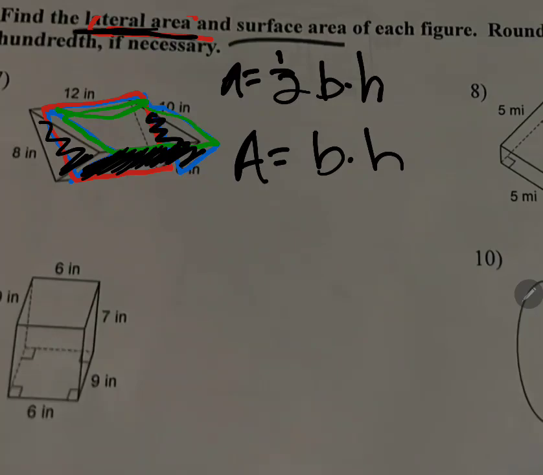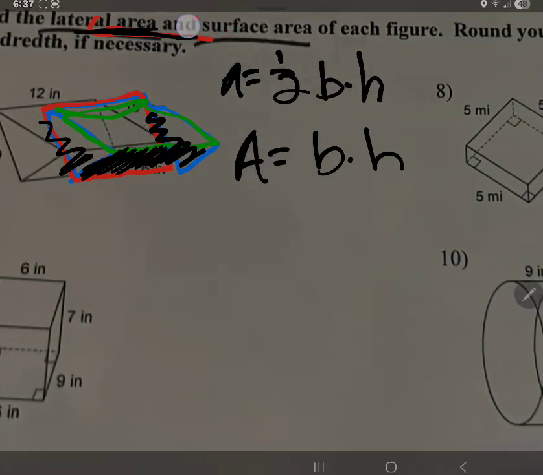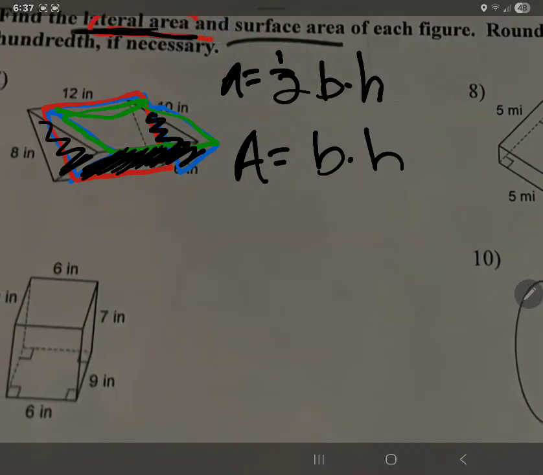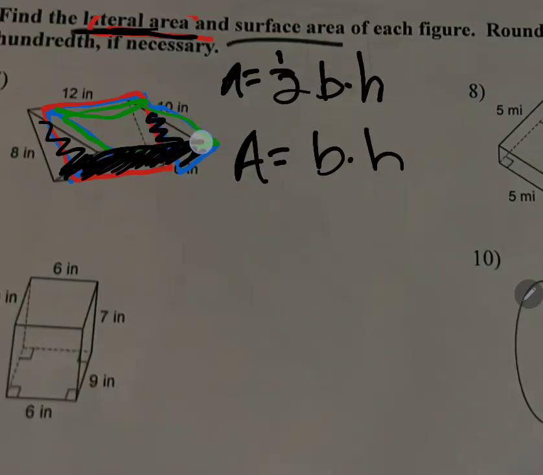Okay, and then after we find the lateral area, we're going to write that answer down. Then we're going to find the area of that black base down there and add that to it, and that will give us the total surface area.